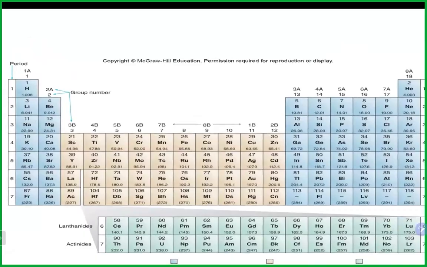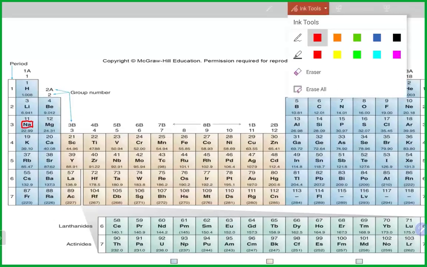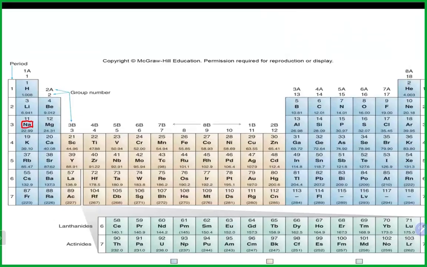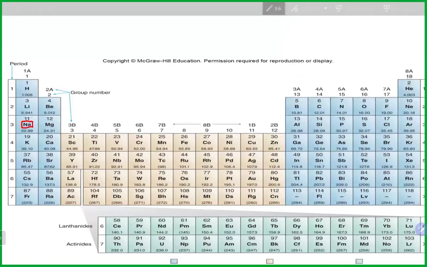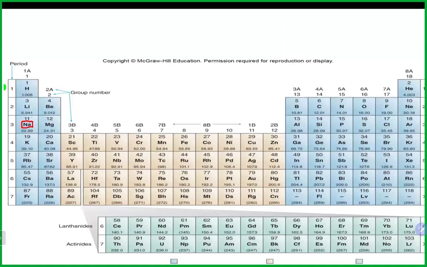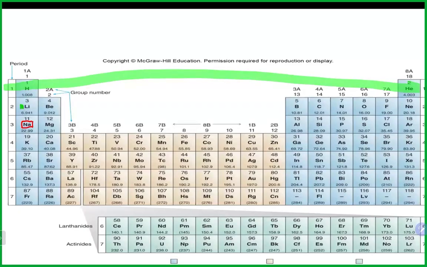So sodium is right here. What we would do in this case is start at the top. This would be 1s1 through hydrogen, all the way across to helium. That would be 1s2. We're now here at 2. This is 2s2. This is 2p6.